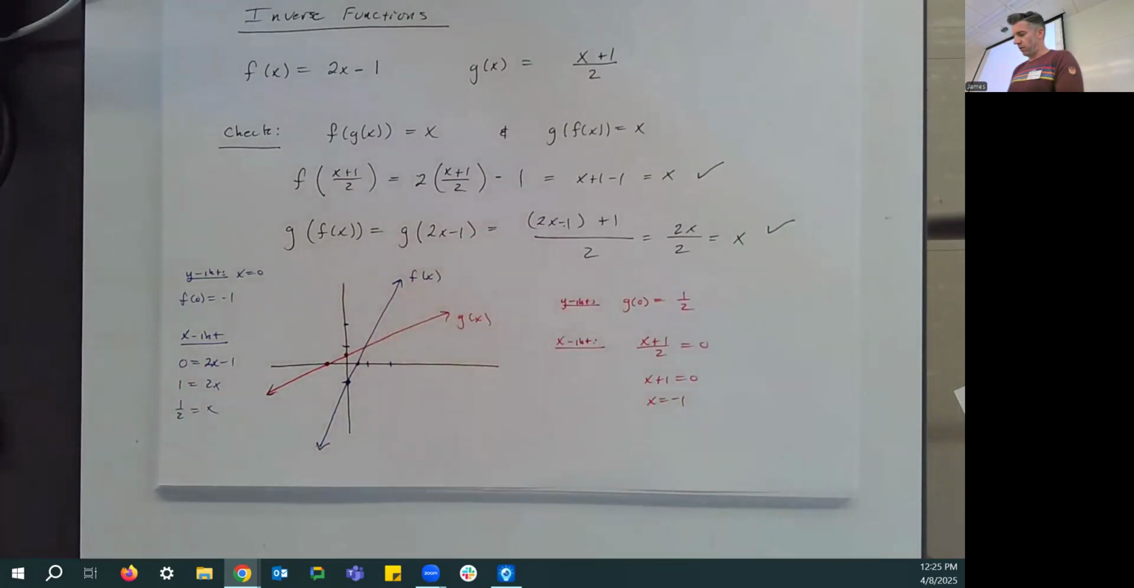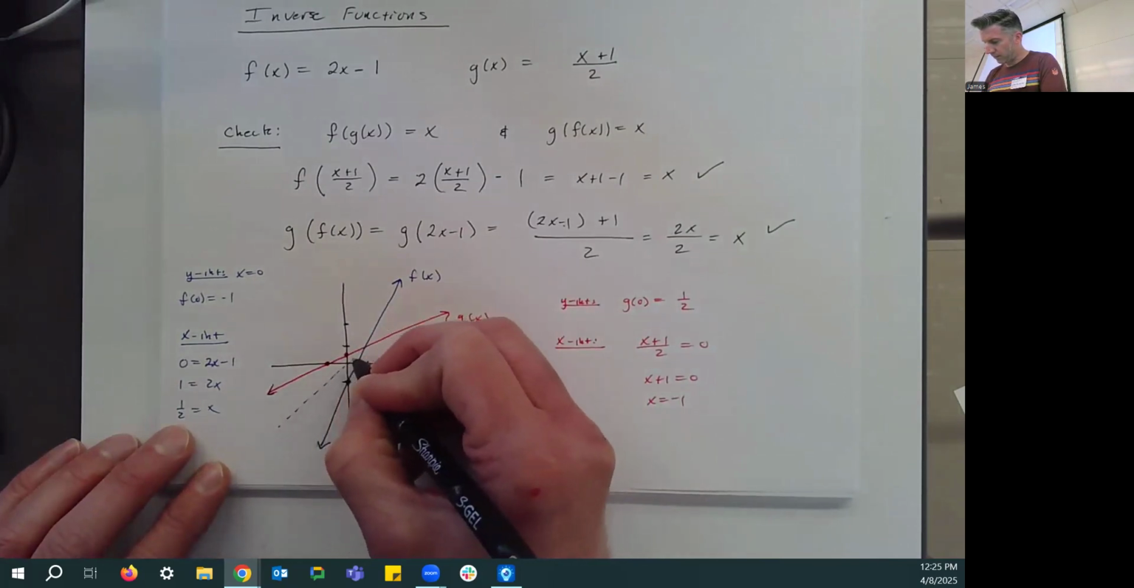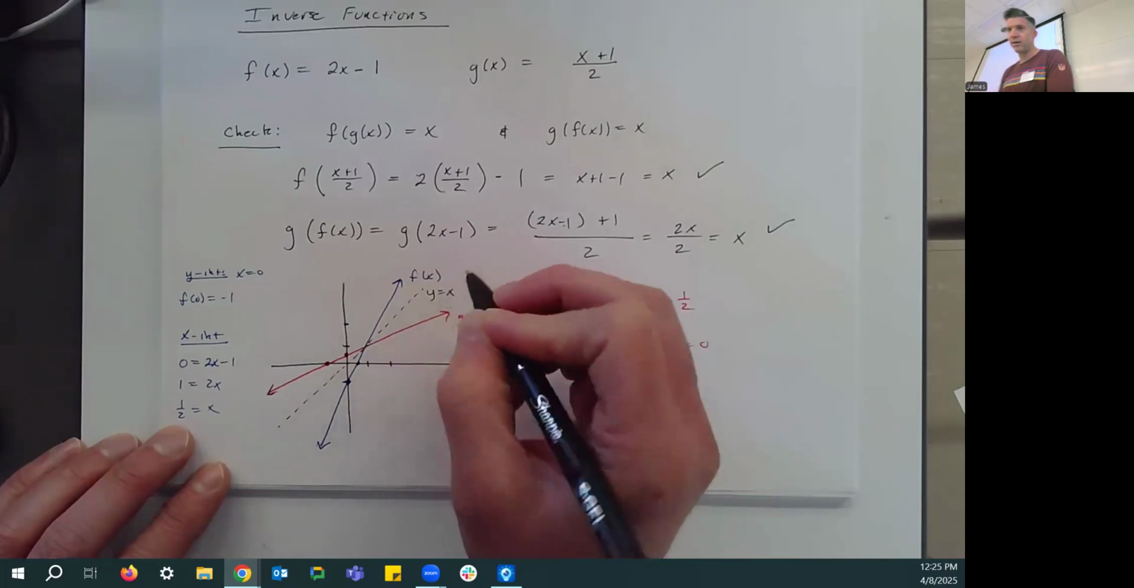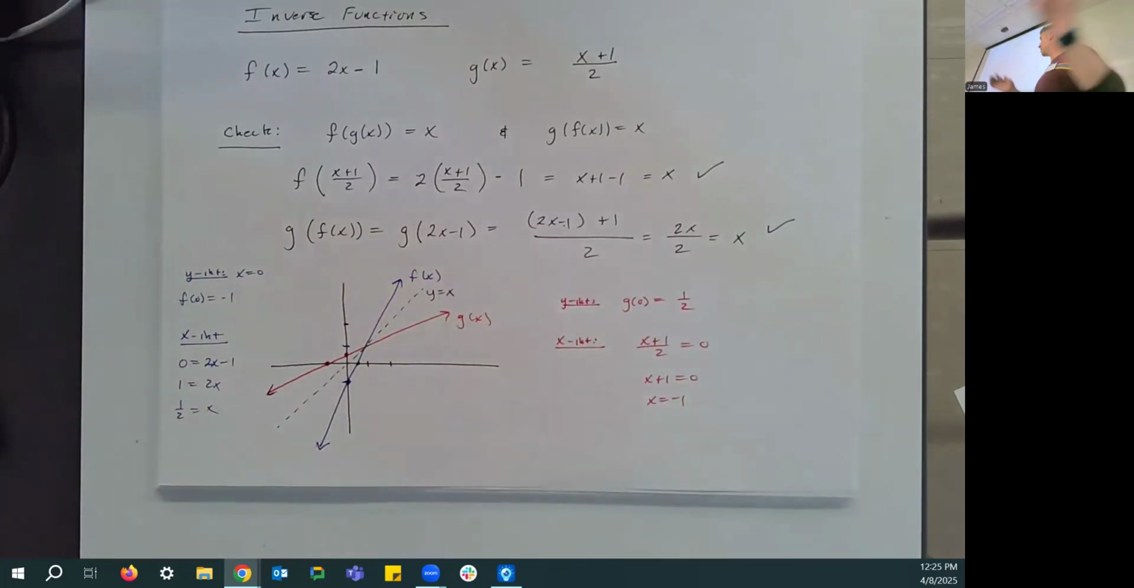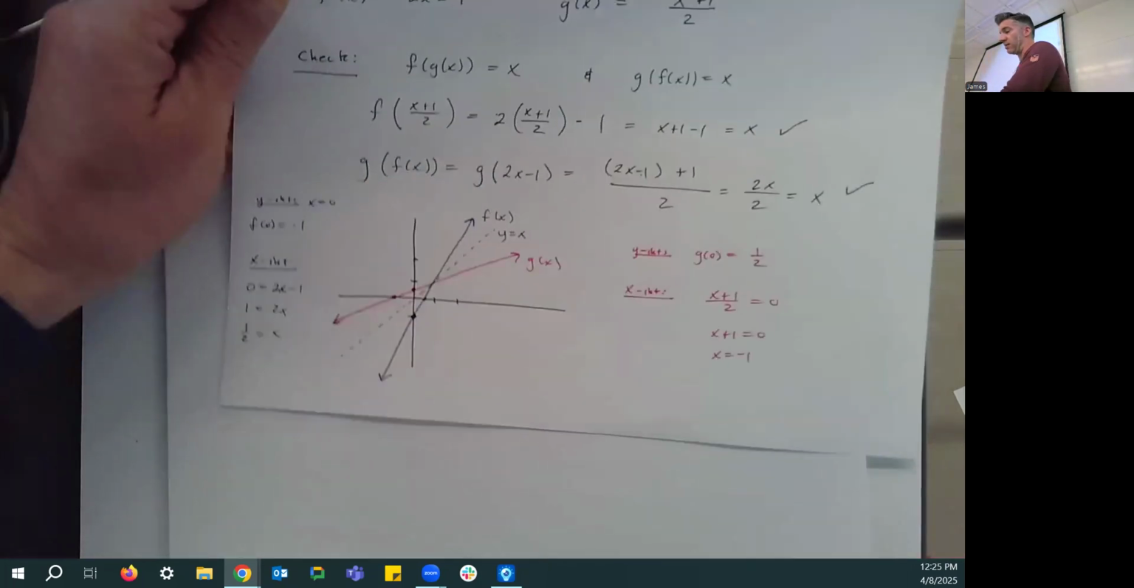And I should say further, you can also think of graphing these, or one of them, by reflecting the first one across the line y equals x. These are mirror images of each other in that line. Let's look at another example, and then we'll talk about how we find these inverses.